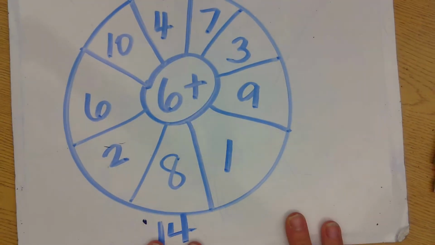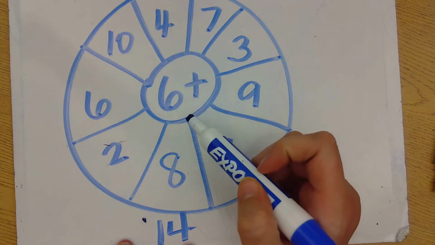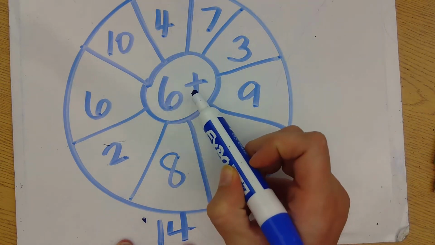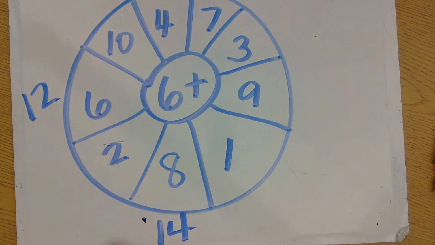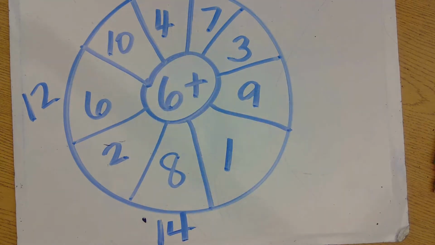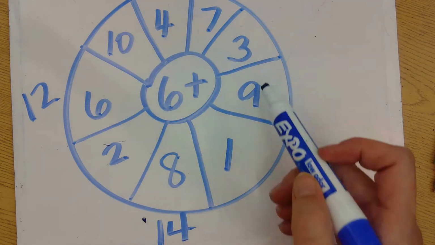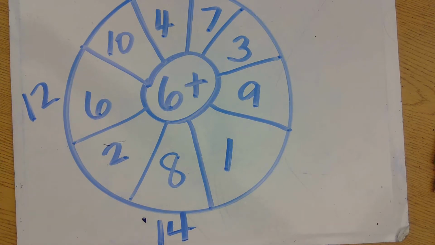If I choose a different number, again, I start in the middle of the circle and I say 6 plus 6, and that equals 12. So I have a starting number in the middle of the circle. I have numbers that I add to it, and then I put the answers on the outside. This is what a fact wheel looks like.